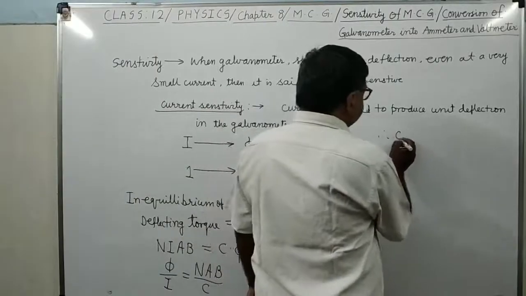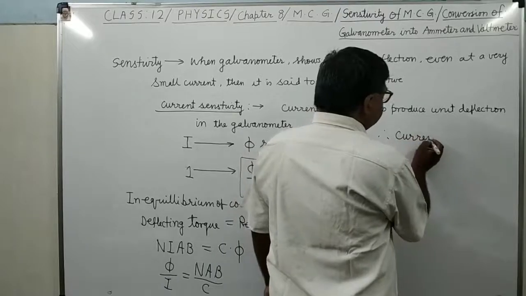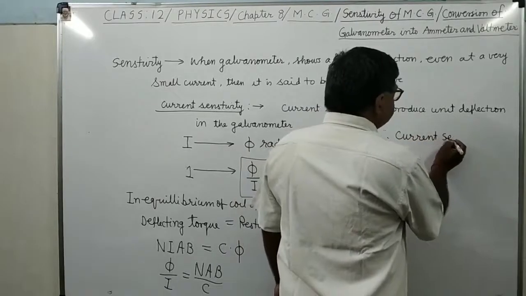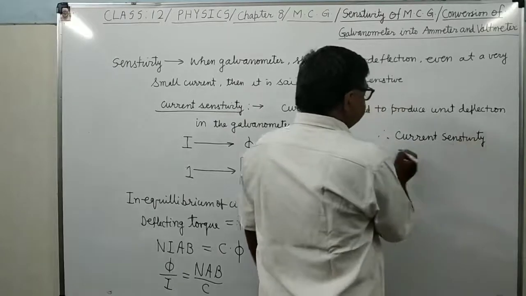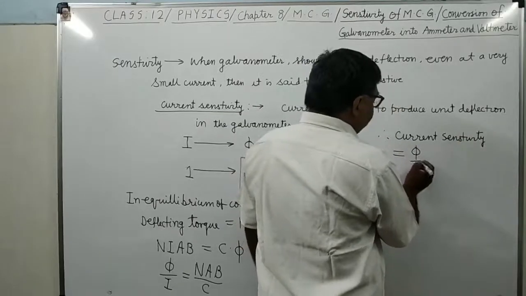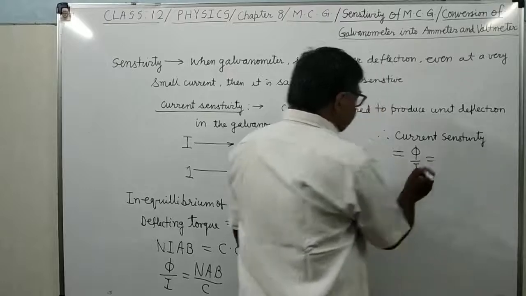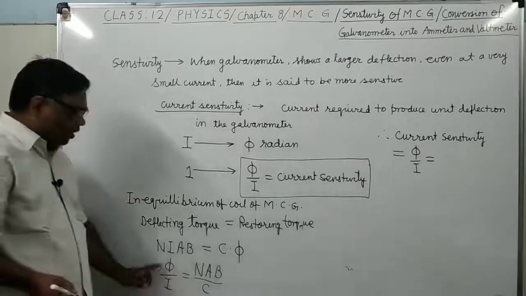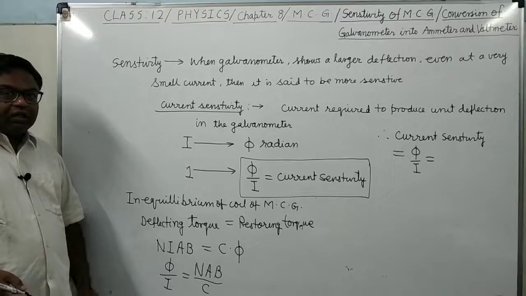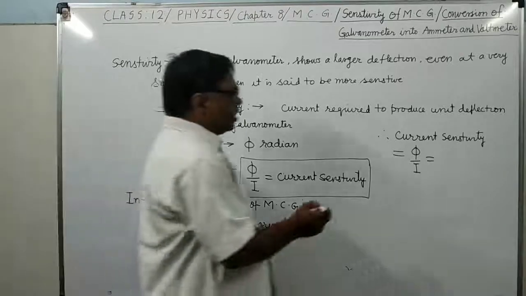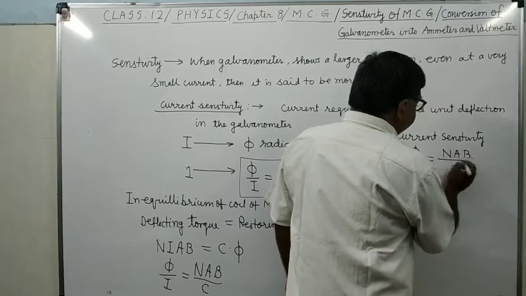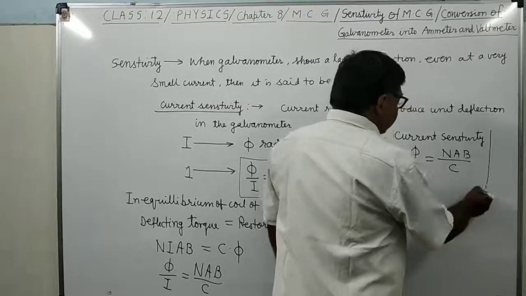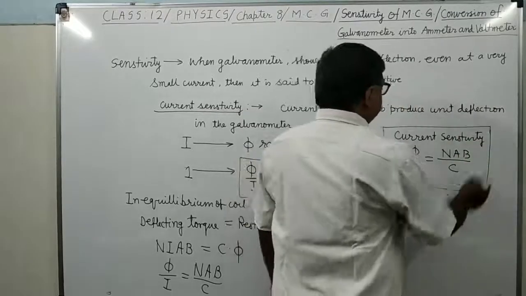Therefore, current sensitivity, which is equal to phi upon I, is also equal to, as you have deduced, NAB upon C. So this is another formula of the current sensitivity.